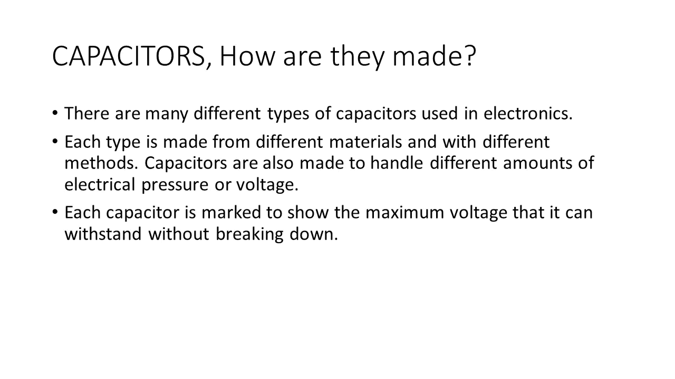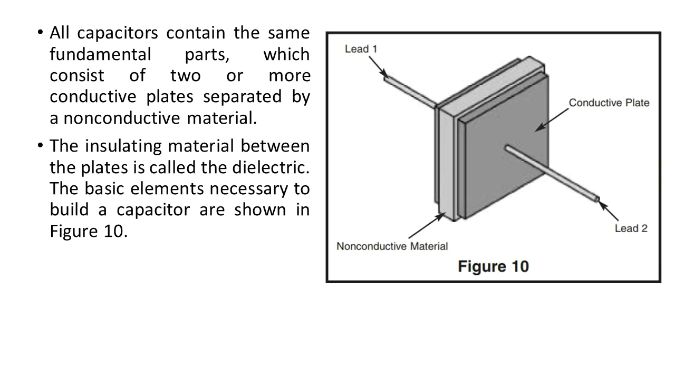Capacitors. How are they made? There are many different types of capacitors used in electronics. Each type is made from different materials, and with different methods. Capacitors are also made to handle different amounts of electrical pressure, or voltage. Each capacitor is marked to show the maximum voltage that it can withstand without breaking down. All capacitors contain the same fundamental parts, which consist of two or more conductive plates, separated by a non-conductive material. The insulating material between the plates is called the dielectric. The basic elements necessary to build a capacitor are shown in figure 10.